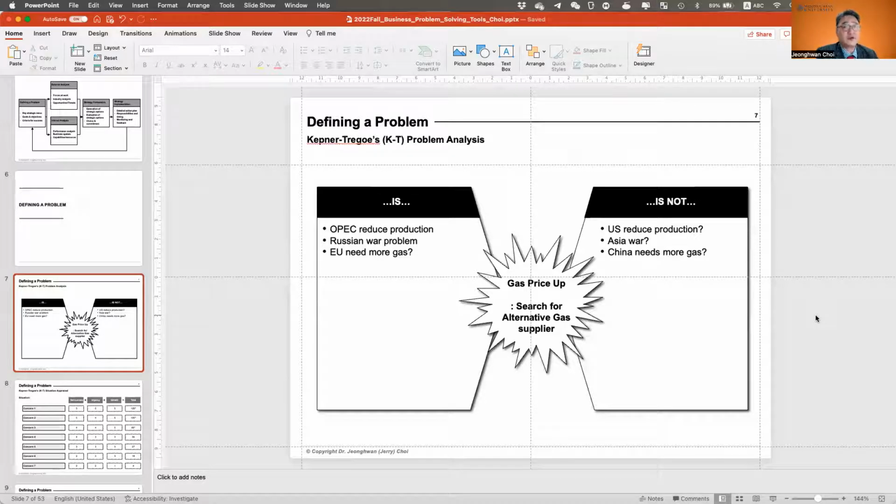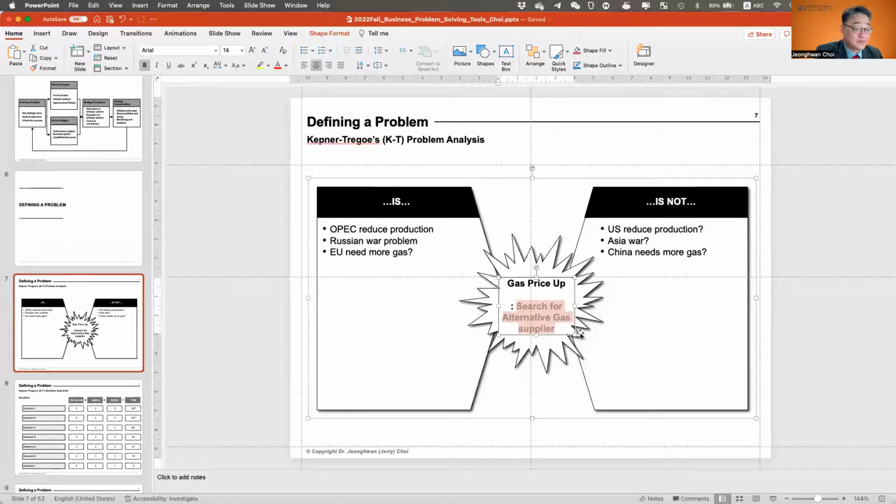So we need to search for an alternative gas supplier from Russia, from India, from Indonesia, from Malaysia, from somewhere. And Venezuela, why not? According to this definition of the problem, which comes from what is true and what is not true, maybe we can define a certain problem as a business problem solver. Like this, we can write down what is true and what is not true. Everybody can easily do the what is true part. It's easy to write it down.